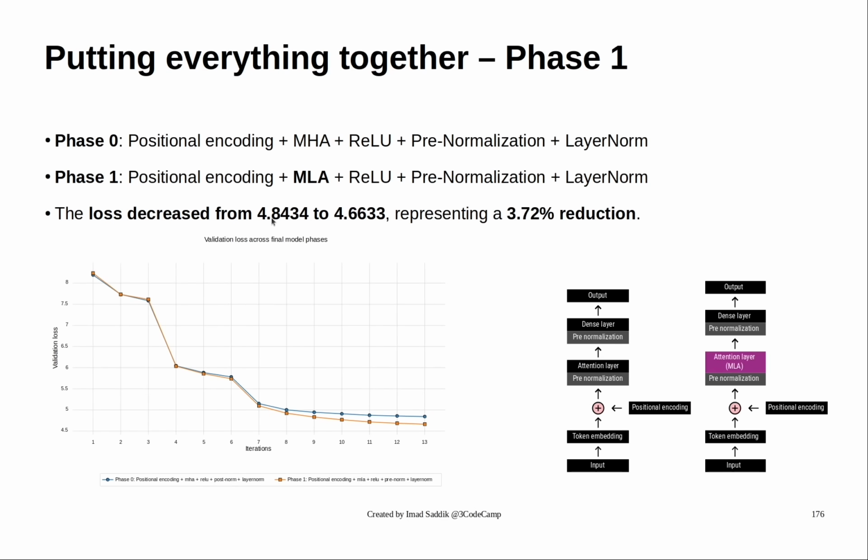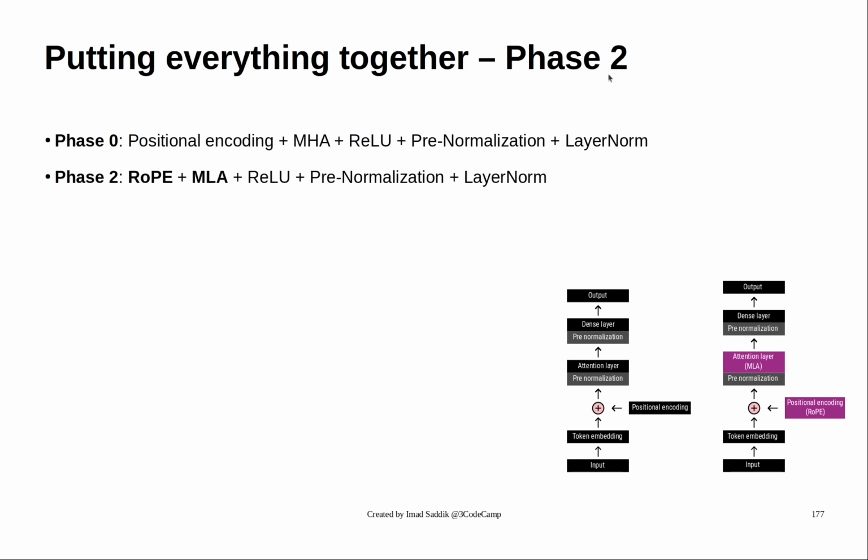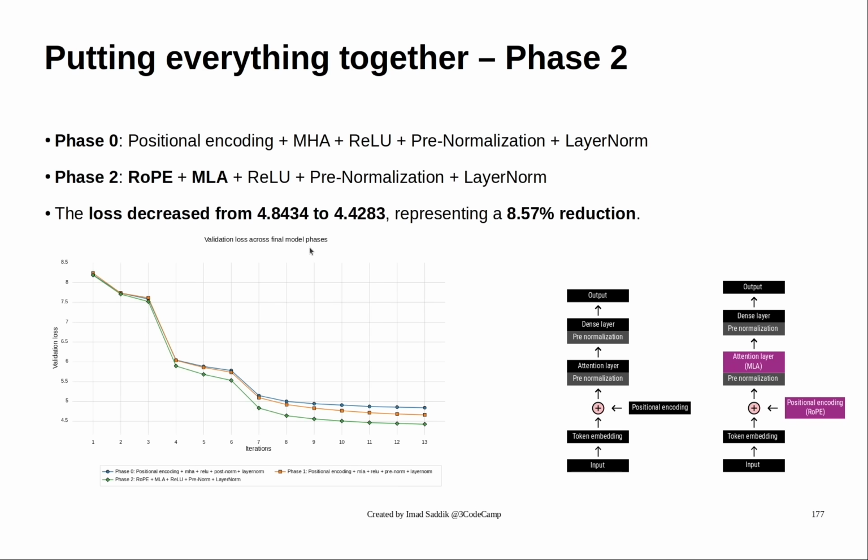As you can see, the loss went down from 4.84 to 4.66. That's a drop of 3.72%. This is a good start. Now, in step 2, we use rotary positional encoding instead of the learnable positional encoding. This makes the loss go down even more to about 4.42. Now the total drop is 8.57%. This really shows how good rotary positional encoding is.